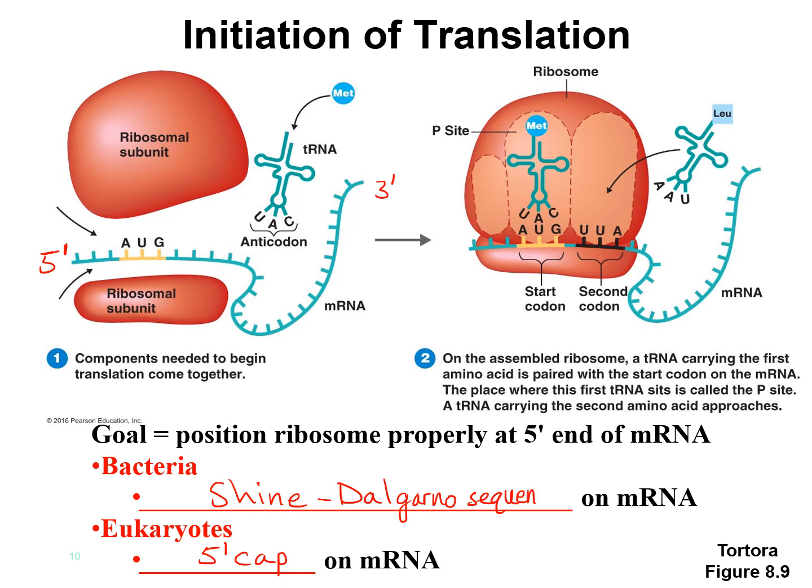So the Shine-Dalgarno sequence is located before the start codon here, and that's what the ribosome is going to look for and say, oh yeah, that's the 5' end. That's how I know that I'm at the right end. That's what they look for in the bacteria. And it's just named after the scientist that discovered it.